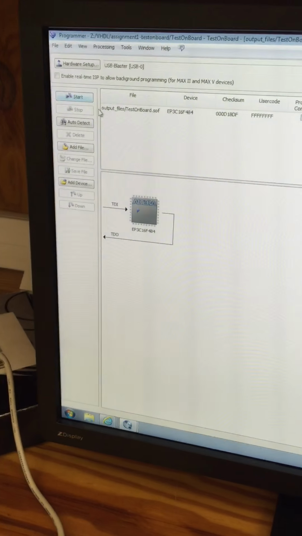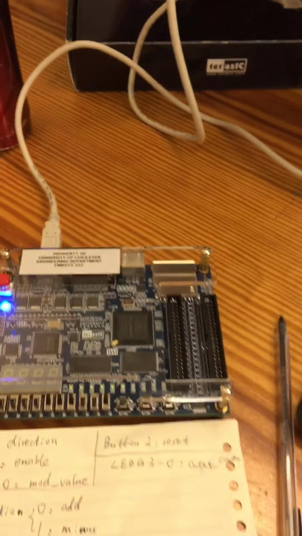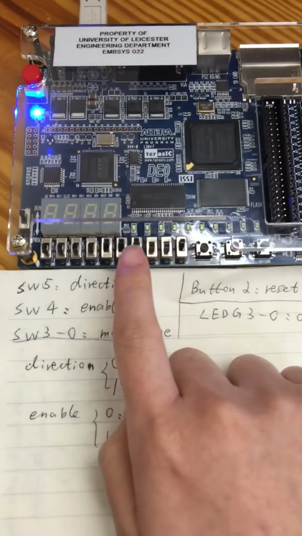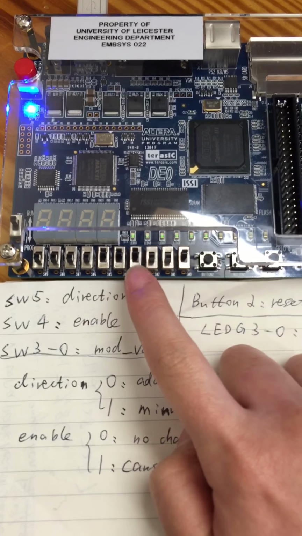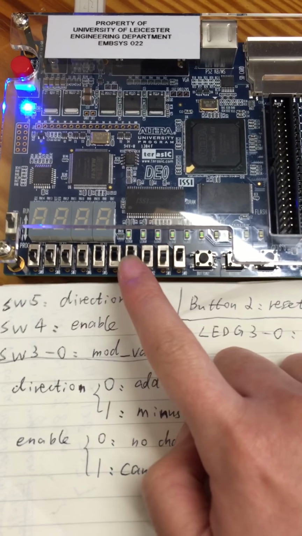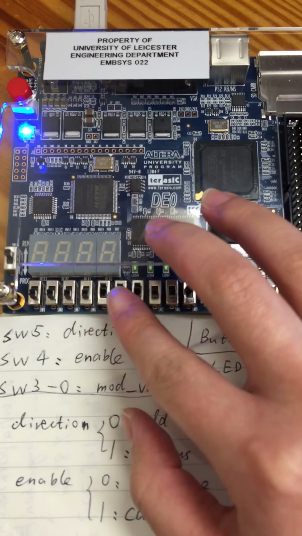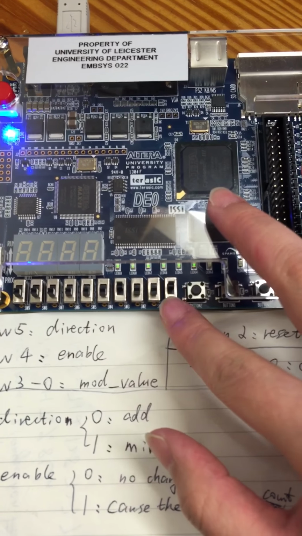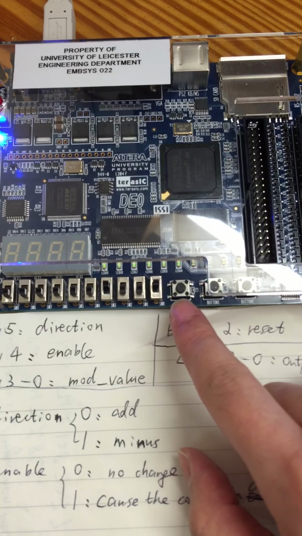And if we click start to run on the board, and here we go. If we put the mode value to be 1001, because right now button 2 is 1, it's unpressed, so it's 1 right now.